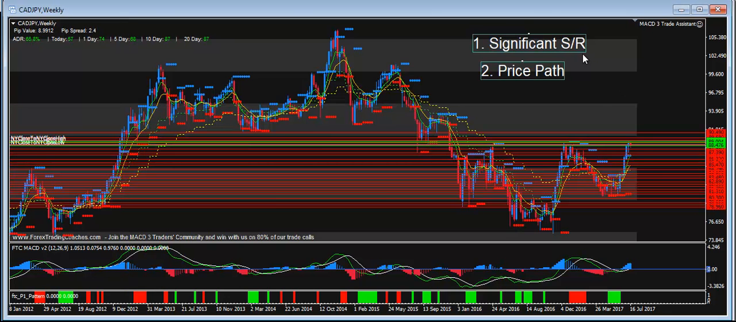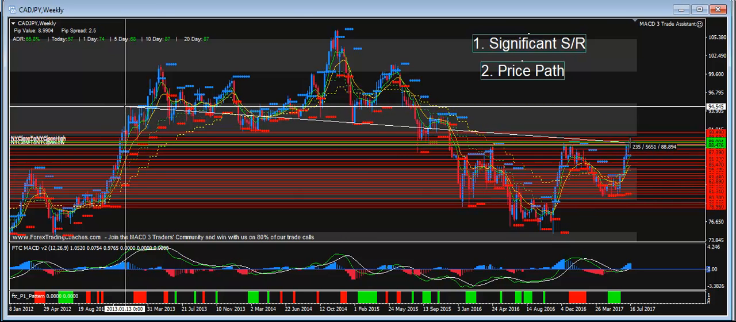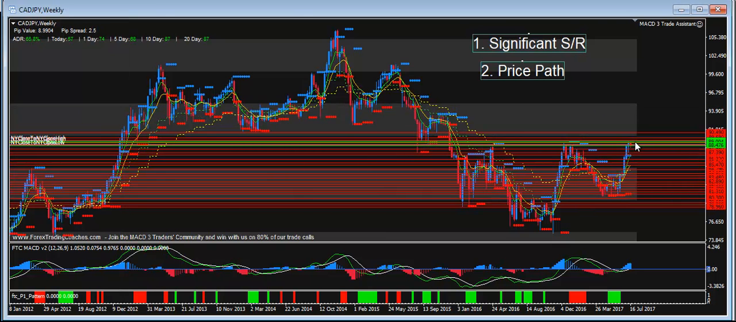Okay, so we're always looking at significant support and resistance. Where is it now? But also, if it does break and go, where could it go next? Well, there's a pretty big bounce here. That would be 500-plus pips if you're trading on a weekly chart and daily type charts.